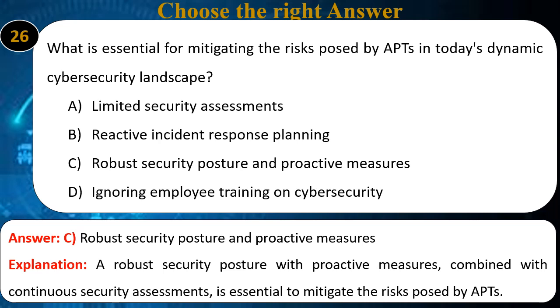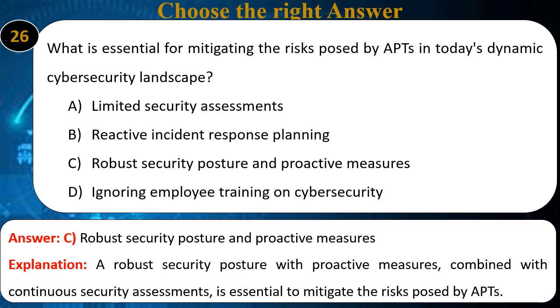D. Ignoring employee training on cybersecurity. Employee awareness and proper training are essential for identifying suspicious activity and preventing social engineering attacks that APTs often rely on. However, relying solely on this element wouldn't be enough against the complex and multi-layered strategies employed by APTs. Therefore, a robust security posture encompassing proactive measures is the most crucial element for mitigating APT risks. This includes implementing strong perimeter security, firewalls, intrusion detection systems, and advanced threat protection tools that can help detect and block malicious activity at the network edge.